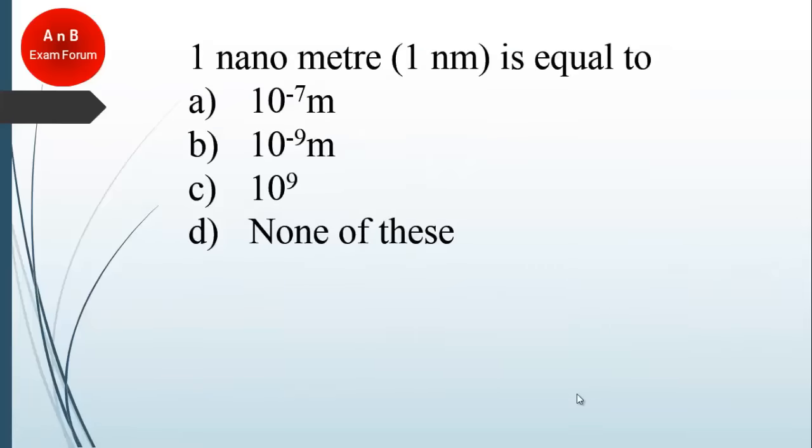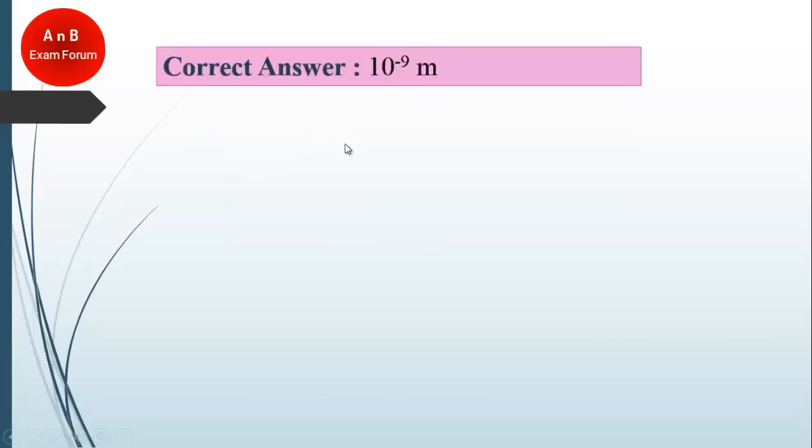Coming to the next question, 1 nanometer is equal to what? They have given all the answers in meters. Whenever you encounter this word nano, just remember it is 10 power minus 9. So 1 nanometer is 10 power minus 9 meter. The correct option is option B. But if it is 1 millimeter, 1 milli is 10 power minus 3, so 1 millimeter is 10 power minus 3 meter. 1 nanometer is 10 power minus 9 meter.